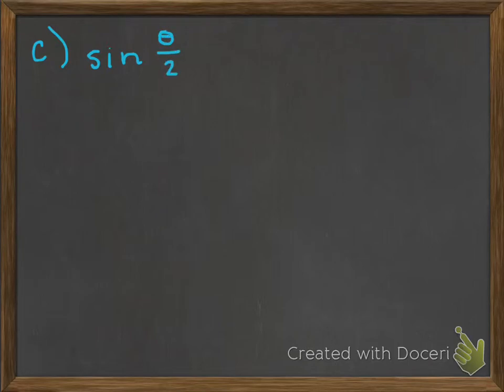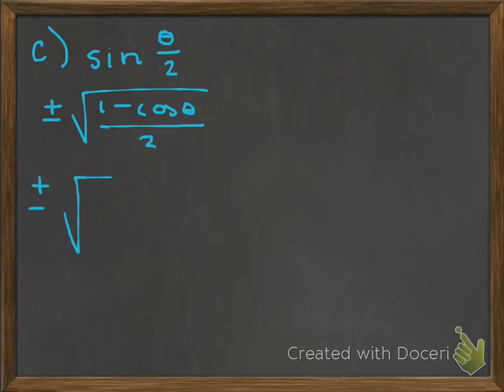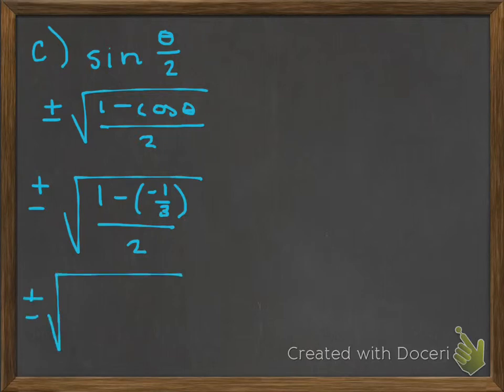And the formula for that was plus or minus the square root of (1 minus cosine theta) over 2. And remember, cosine is -1/3. So I have plus or minus 1 minus a -1/3, and this is still all over 2. And I'm going to change that 1 to be 3 over 3 so that I have common denominators. So 3 over 3 minus a negative 1 over 3.